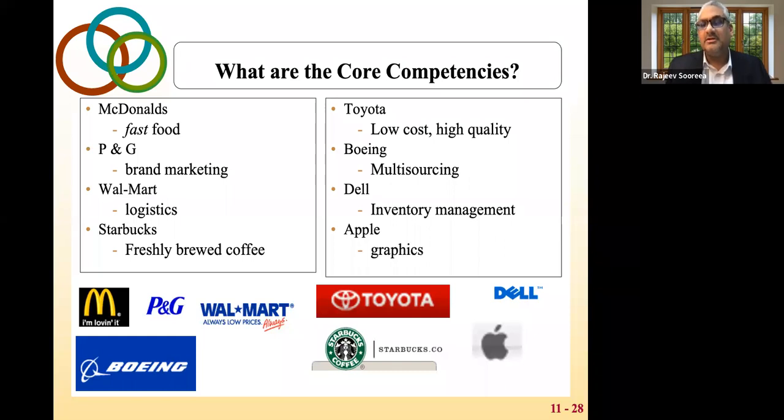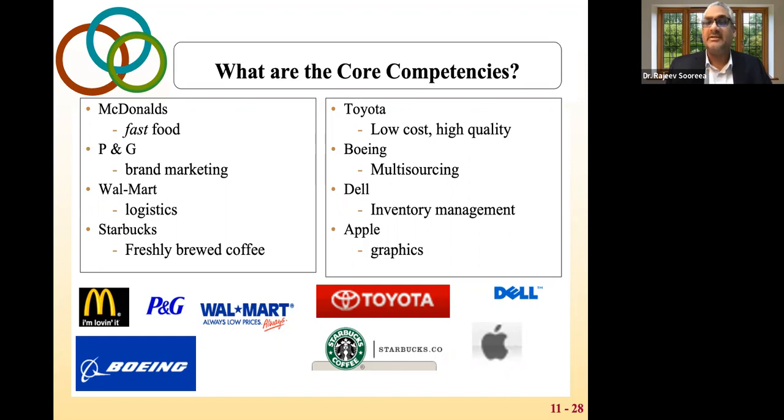And Apple is all about graphics. When they started, it was all about graphics, right? How to make a computer different from different computers out there, right? So they were focused pretty much on graphics and design. Even Apple products today, an iPhone or a Mac, it's all about the design of it, right? The graphics of it and the performance that improves the quality. So these are the core competencies of different firms.